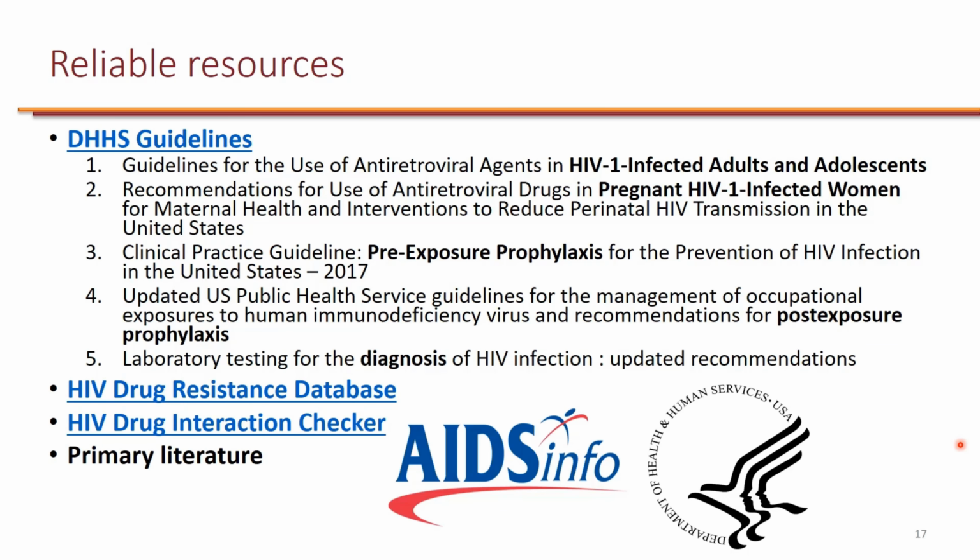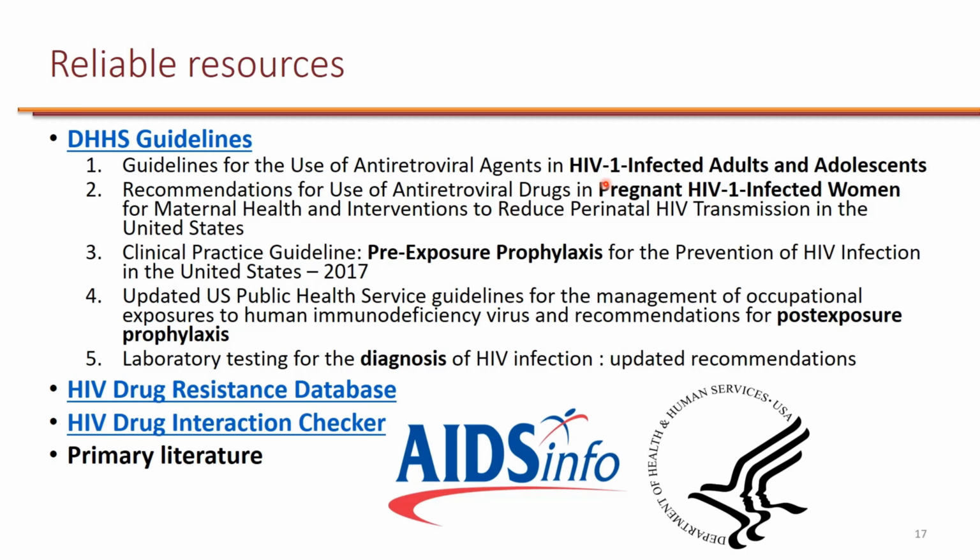For HIV infection and anything that's associated with HIV, such as opportunistic infections, we use in the United States the DHHS guidelines. The DHHS stands for the Department of Health and Human Services, and their guidelines are updated at least a couple of times a year, and they are available online.